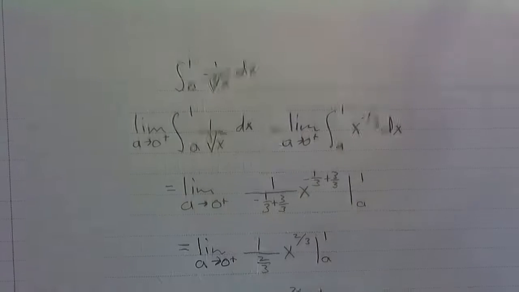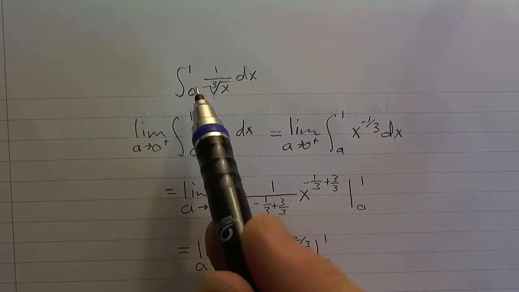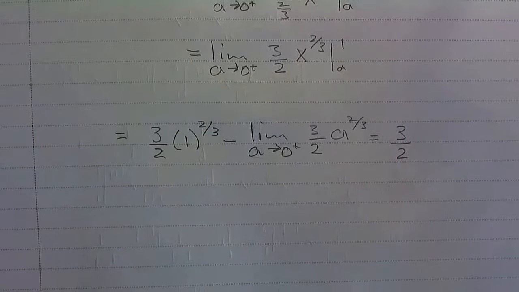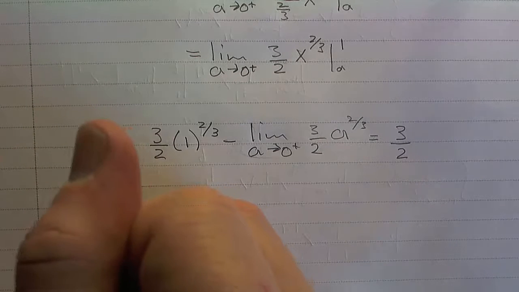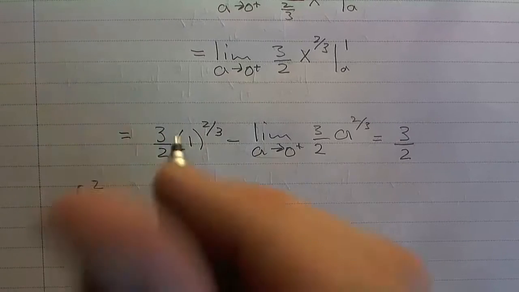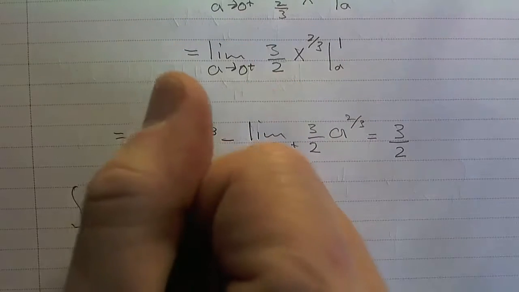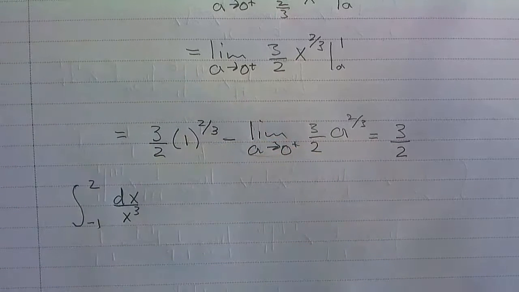Now for this problem, we had the discontinuity at the endpoint of the interval. We were going from 0 to 1, and we had the discontinuity at 0. But that's not always going to be the case. In other words, our discontinuity can occur at other places. Let's suppose we have an integral from negative 1 to 2, and let's suppose it's dx over x cubed, like that. Okay.